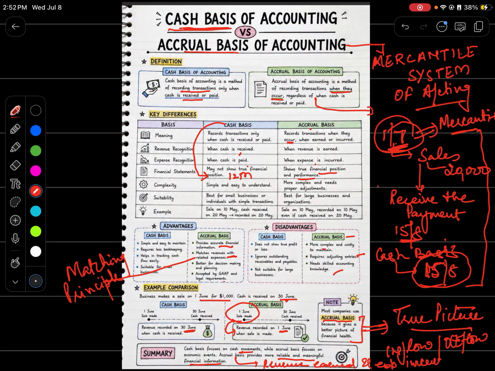So this is the basic, right? It's not difficult at all. We just need to understand and be clear with the two systems of accounting.